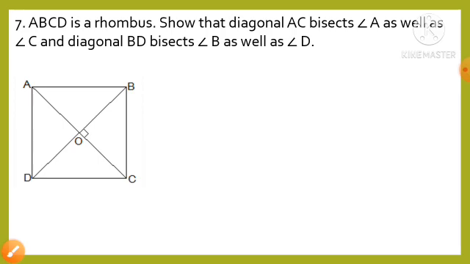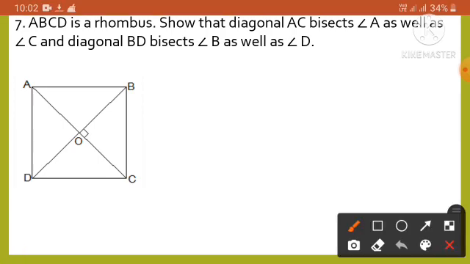Next question, question number 7. Question number 7 tells us that ABCD is a rhombus, show that diagonal AC bisects angle A as well as angle C, and diagonal BD bisects angle B as well as angle D. The figure is already given here.